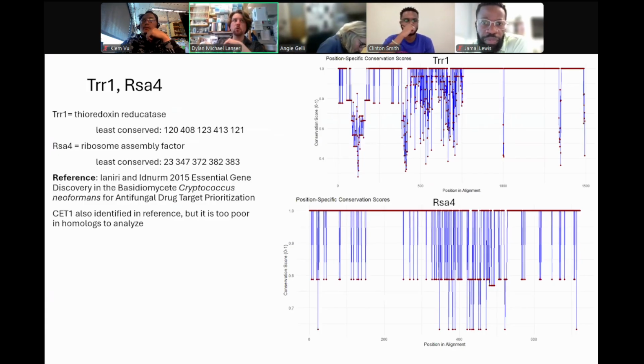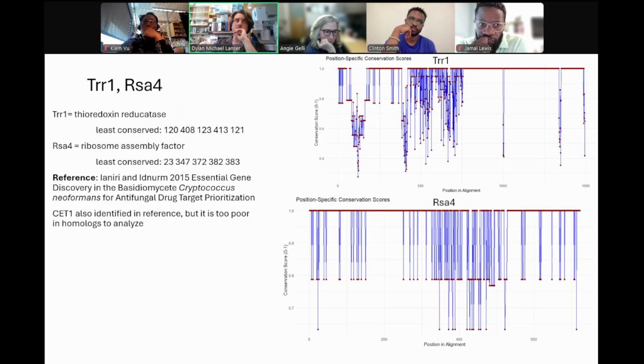And similar story with these two actually, and similar analysis here. I would think that maybe the TRR1, I guess it's a little bit longer, but it looks like it has some pretty low conservation score towards the beginning. So actually TRR1 might also be a good one to prioritize. And here's the reference as well for that.